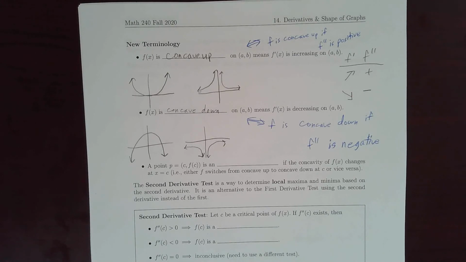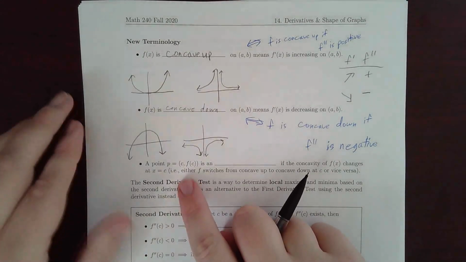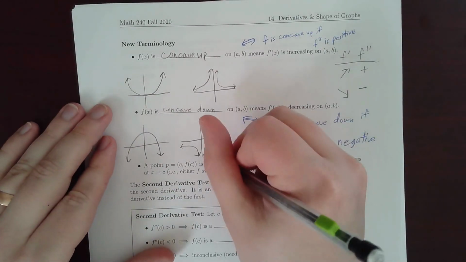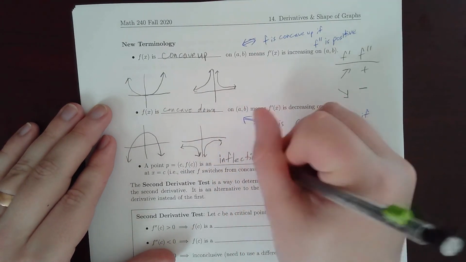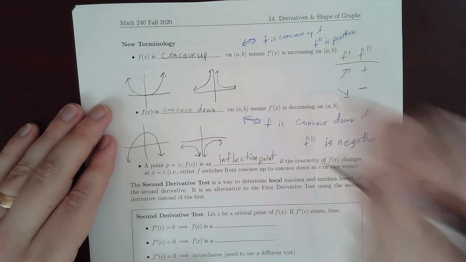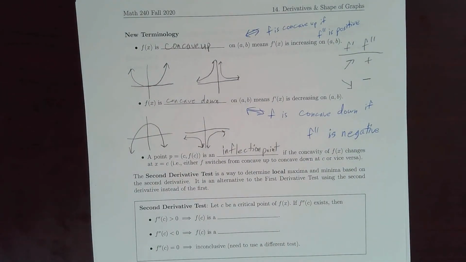So we've had critical points before. A point (c, f(c)) will be called an inflection point if the concavity changes at x equals c. So either it'll go from being concave up to concave down when x equals c, or vice versa. And so notice we're calling this a point. So this will be both the x value and the y value of the original function as we're looking at it.